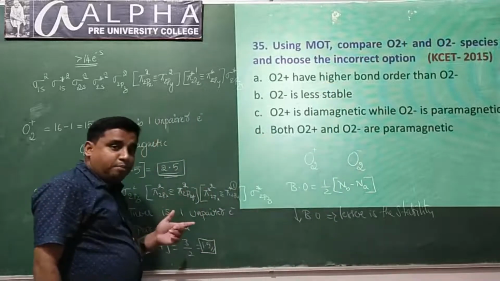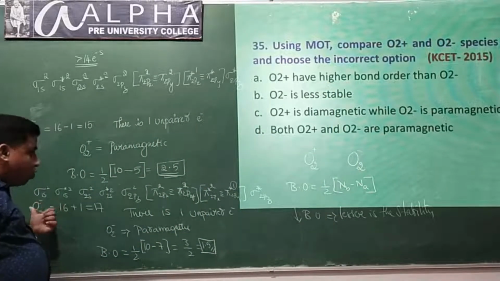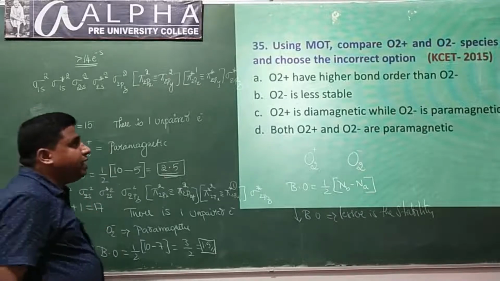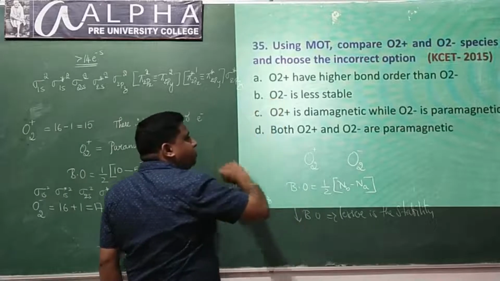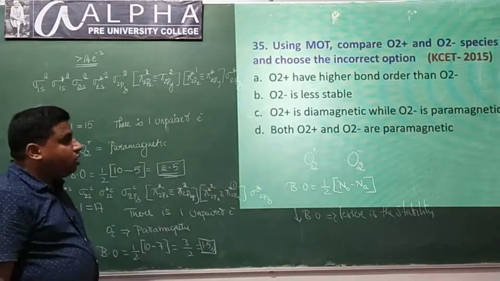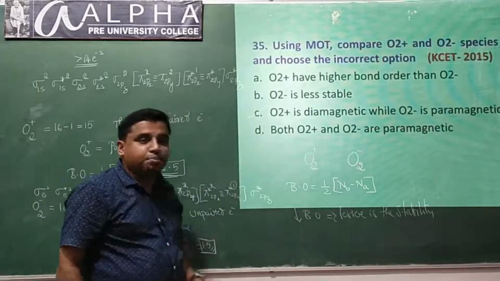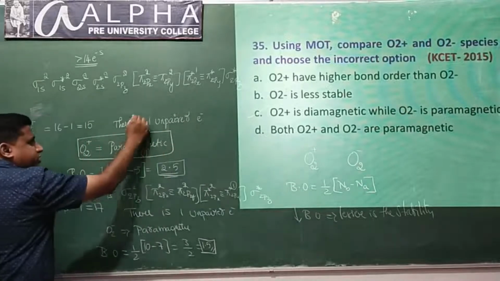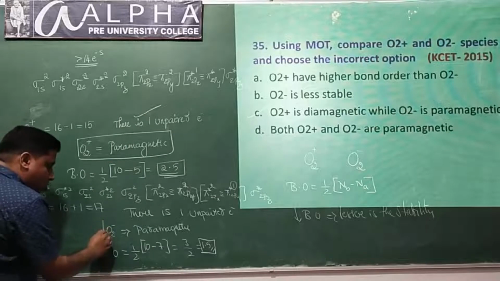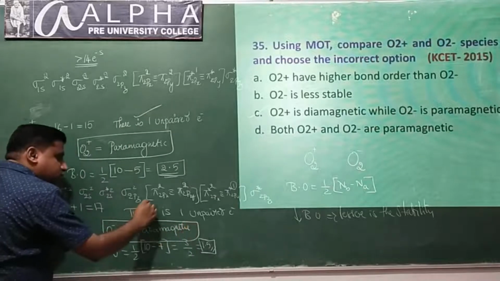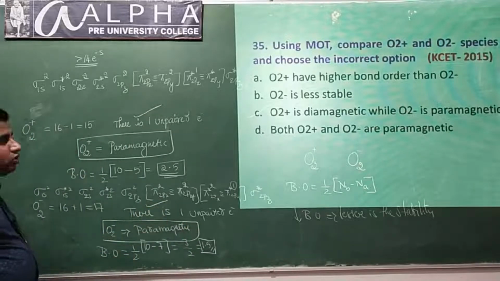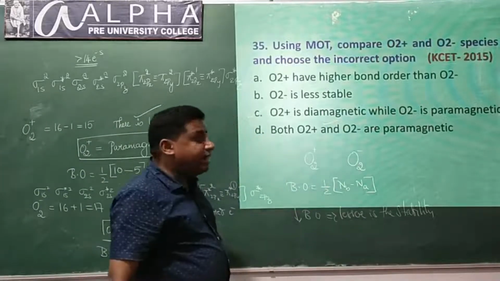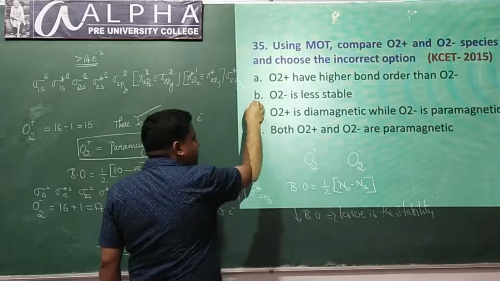O2 plus is paramagnetic, O2 minus is also paramagnetic. Therefore, the incorrect option is option C. Both O2 plus and O2 minus are paramagnetic. This is also paramagnetic because this has one unpaired electron. Therefore, the incorrect option is going to be option C.